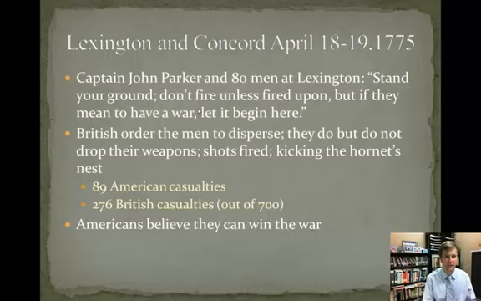And at these battles, by the time the British get back to Boston, they've lost 276 men out of 700. There are only 89 American casualties. But at this point, Americans believe they can win the war, but the war has actually begun at this point. And we'll talk about the war in the next presentation.